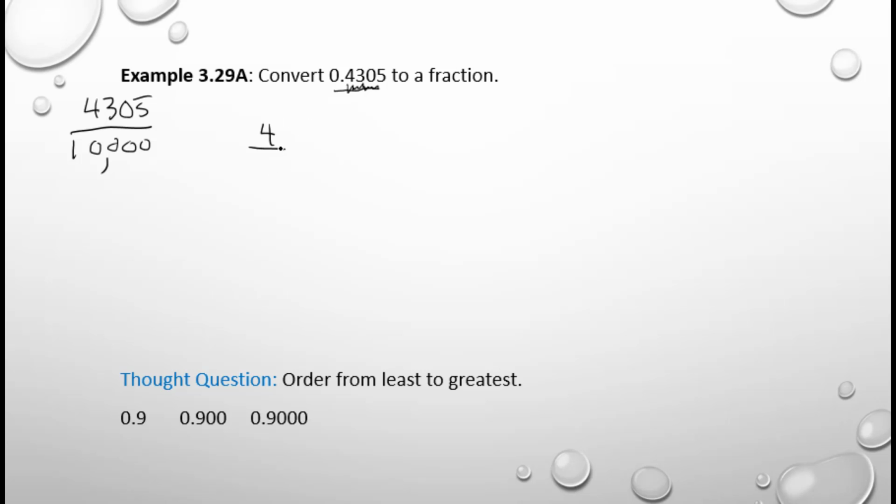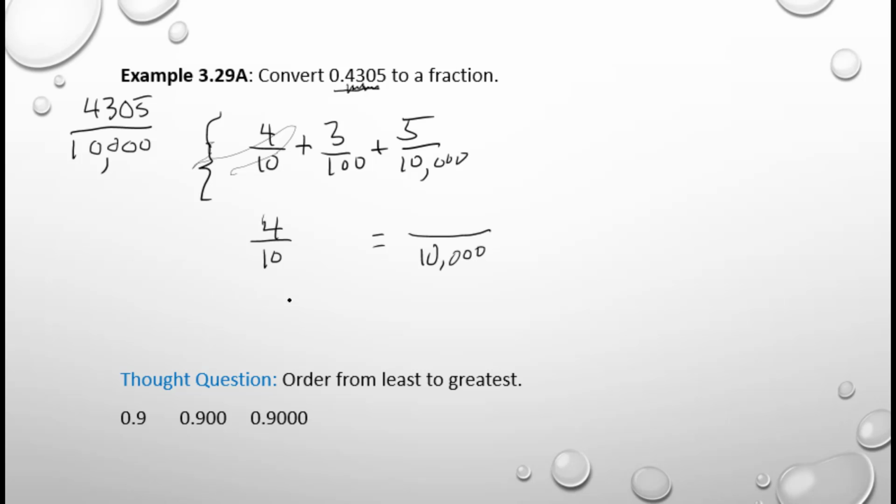So I have 4/10 plus 3/100 plus 5/10,000. So I want to add these. And how am I going to add them? I'm going to find an LCM, right? Which is going to be 10,000. So I'm going to convert 4/10 into a new fraction that has a denominator of 10,000, and I'm going to convert 3/100 into a new equivalent fraction that has 10,000 as a denominator. So to do this, I would multiply by 1,000, right? 10 times 1,000 is 10,000. And multiply the numerator by 1,000.